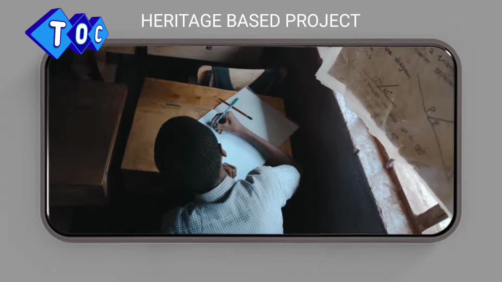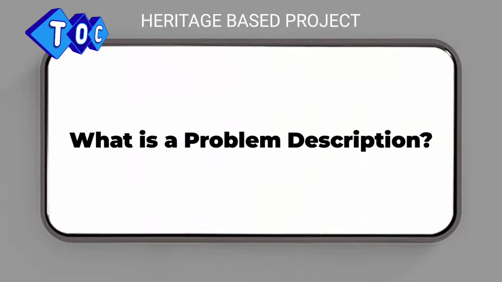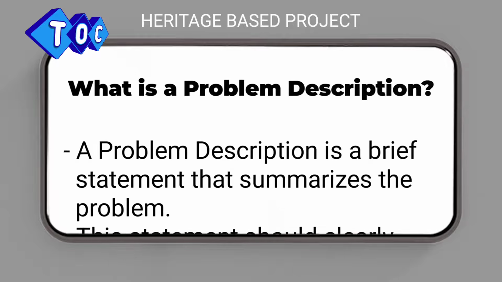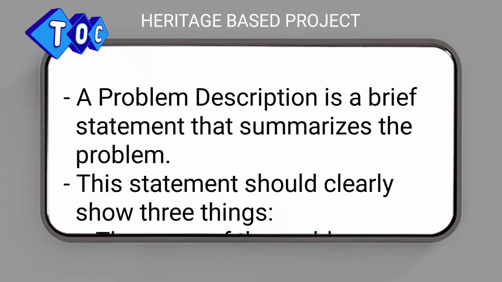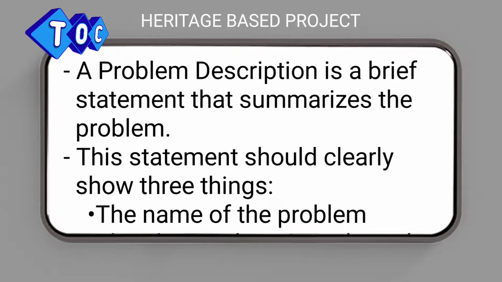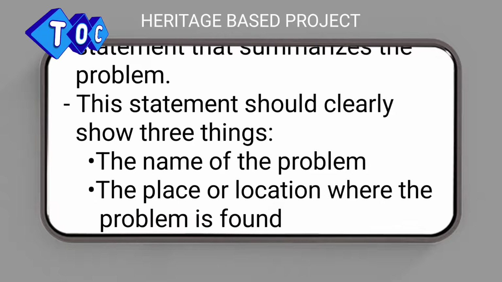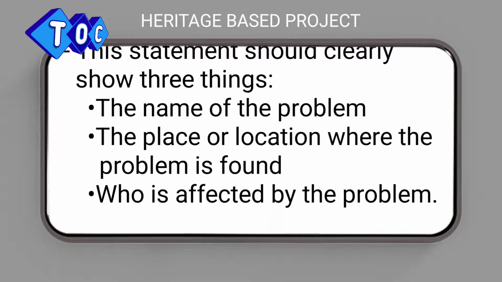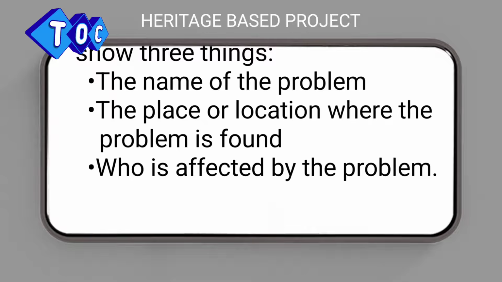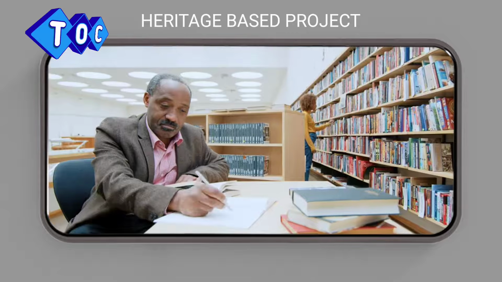After writing the objectives, the student is required to write the problem description. What is a problem description? A problem description refers to a small paragraph that summarizes the problem. This paragraph should clearly show 3 things. Number 1, name of the problem. Number 2, place or location where the problem is found. Number 3, who is being affected by the problem. For example, customers, employees, community, to mention but a few.